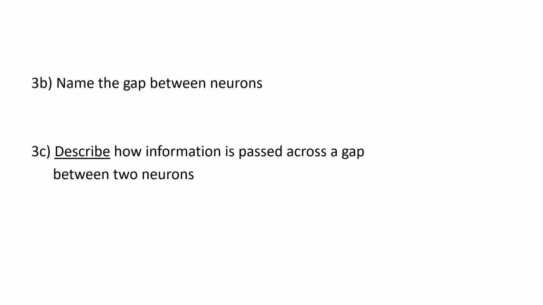So the next question, try to name the gap between two neurons and then describe how information is passed across a gap between two neurons. So pause the video and try to do that. So the answer would be that the gap between the two neurons is the synapse, and the information is passed across the gap by chemicals that diffuse across the gap. You would have got it if you put neurotransmitters that diffuse across the gap, because it's the same thing. Well done if you managed to get that correct.